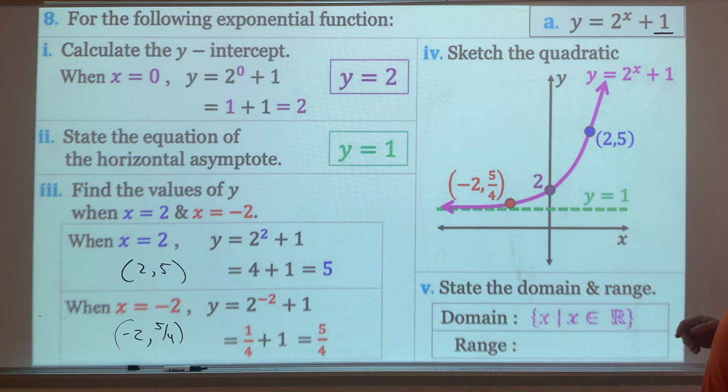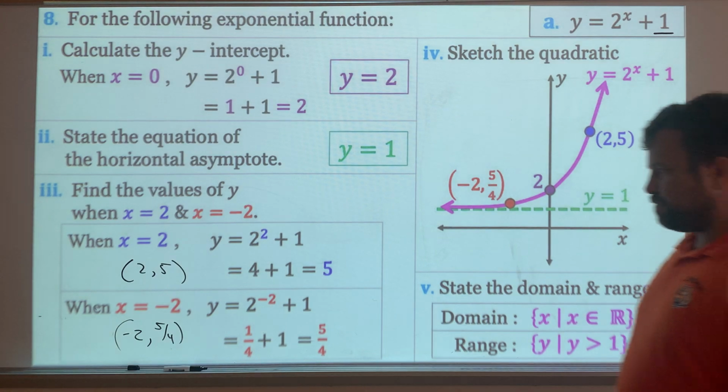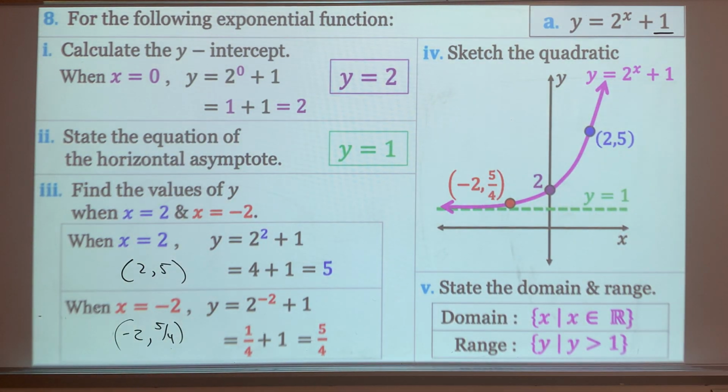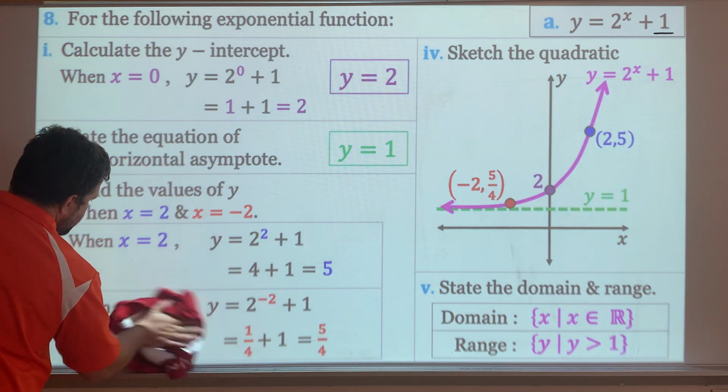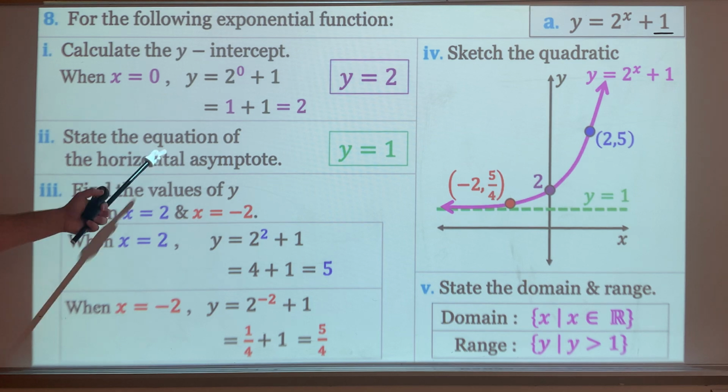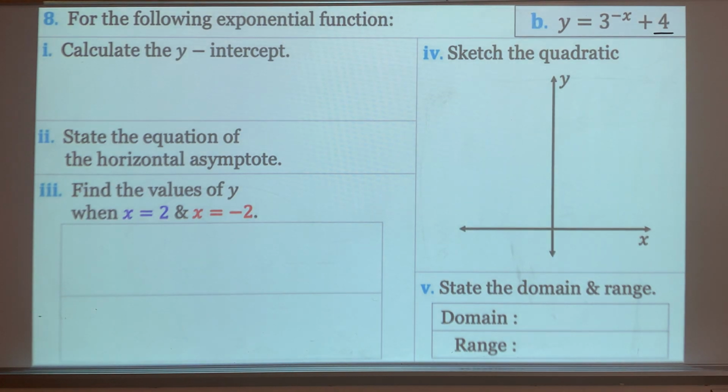State the domain. Well, we said it's all real numbers for your x. And for your y values, it's every value above 1. So y is greater than 1. Right? So that's not too bad. Now we're going to do a bunch of these. So keep on working on it. You're going to start with that one you did good. Now go to the next one. Go to B.